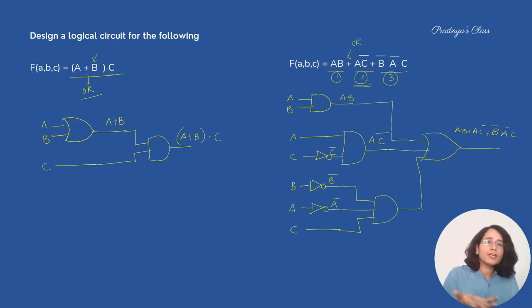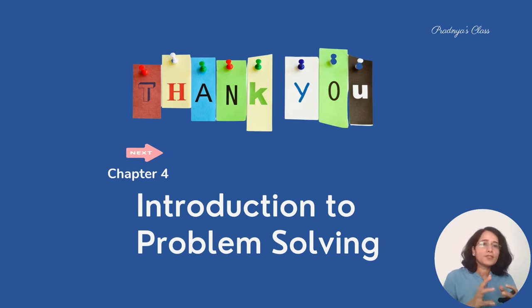Try to solve more and more examples. In this way we completed this chapter. We studied different types of logical operators, logical gates, different laws which are applicable to Boolean algebra, and one more important topic, DeMorgan's law. It was a very interesting chapter. Hope you have understood all the concepts.